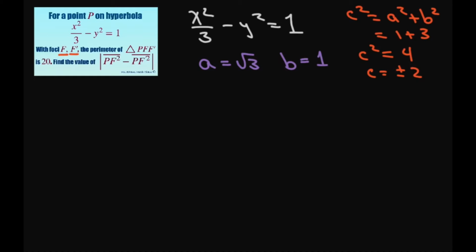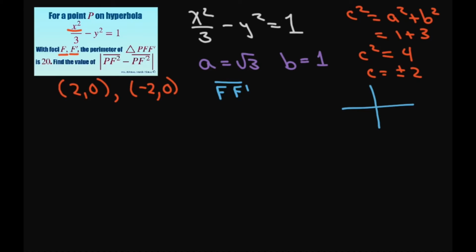So the foci of our hyperbola are (2, 0) and (-2, 0). Since x is the lead, the transverse axis is horizontal. Basically, if we take the length of F to F prime, if you have two foci here, this length is 2 and this length is 2. So that's going to equal 4.